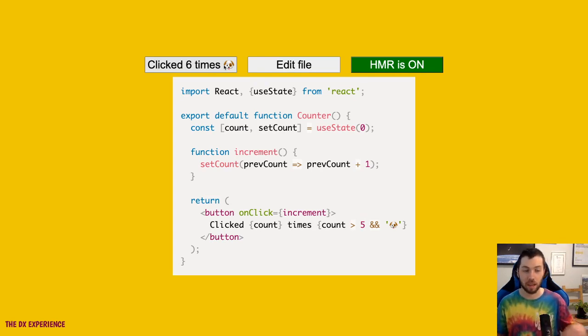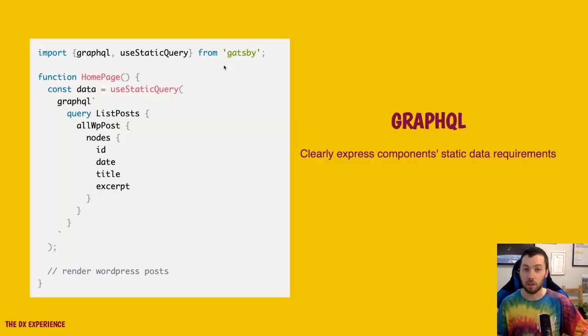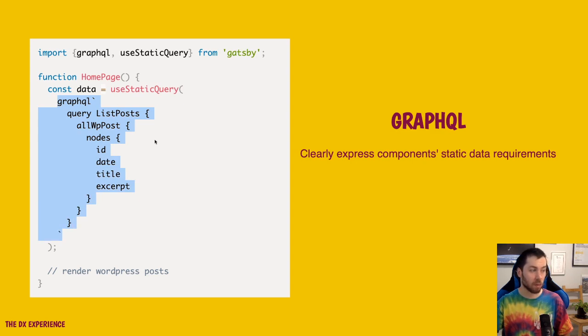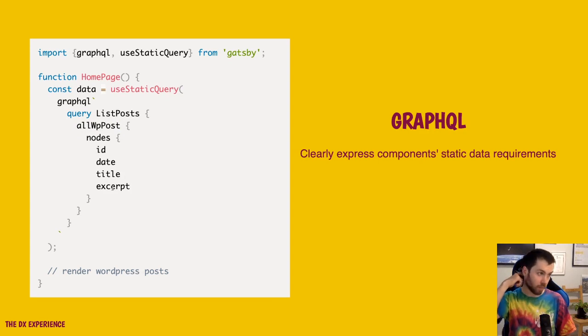Moving on, I want to talk about GraphQL as a data layer. GraphQL allows us to express our components' data requirements very clearly. Looking at this static query at the top of my homepage component here, I can look at this query and already get a sense for what is going to follow in the rest of this component. I'm querying for all WordPress posts. I'm getting the date, title, and excerpt for each of them. So I can kind of get a vision for what I could expect in the rest of this component just by looking at this query.